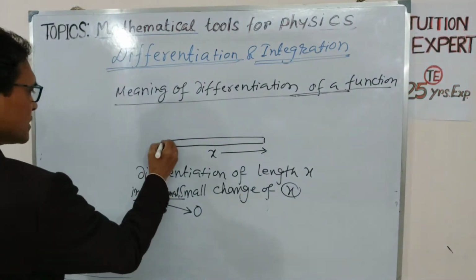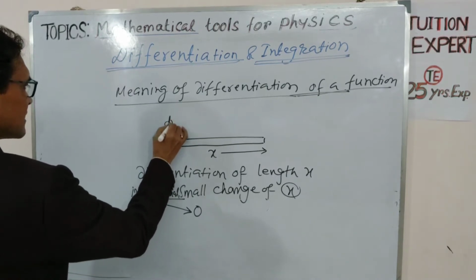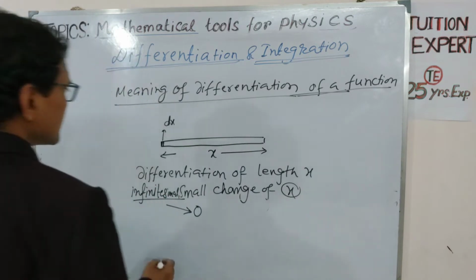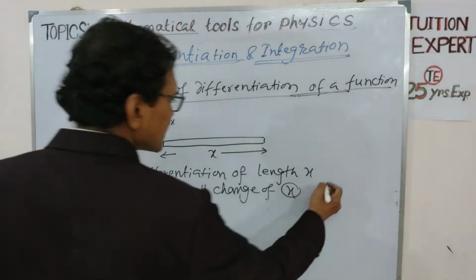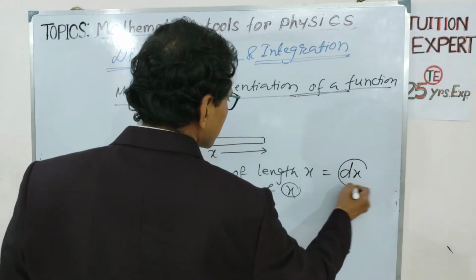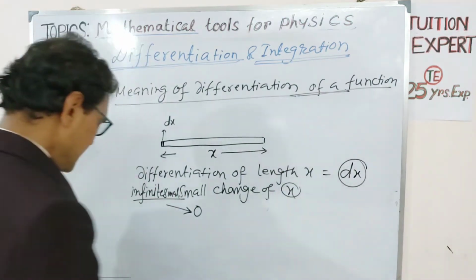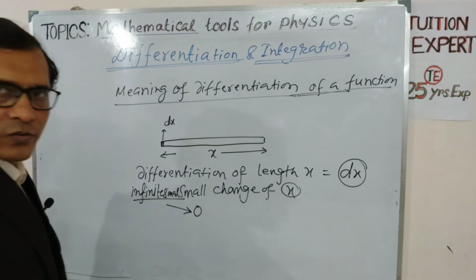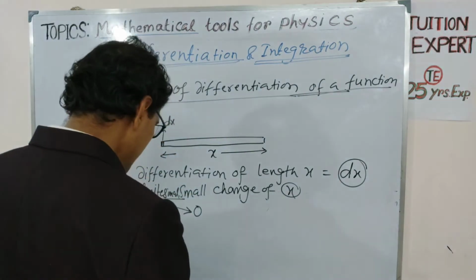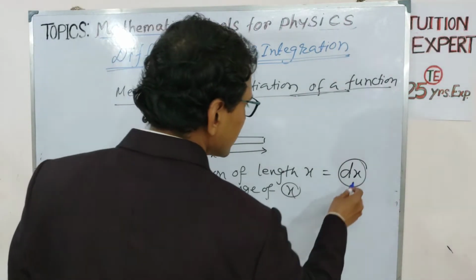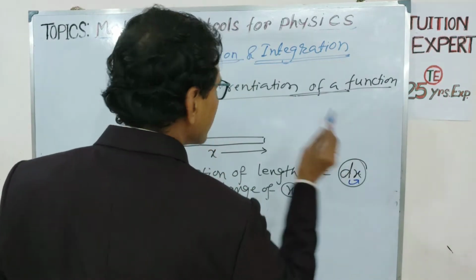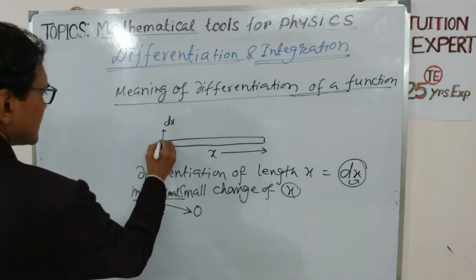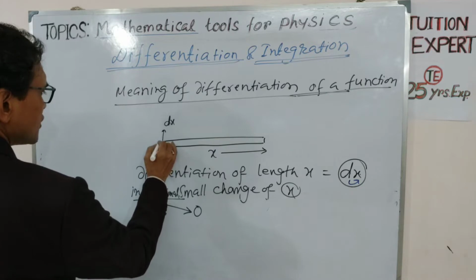That means if this value is dx, differentiation of length x is denoted as dx. Here d is used for differentiation of x. So this is a small change of x.